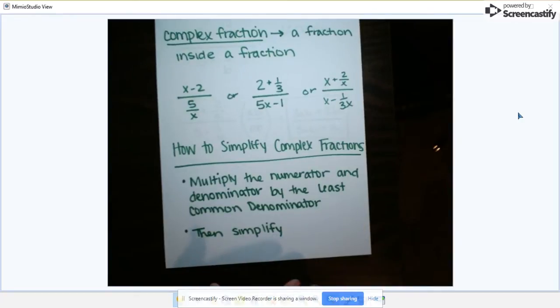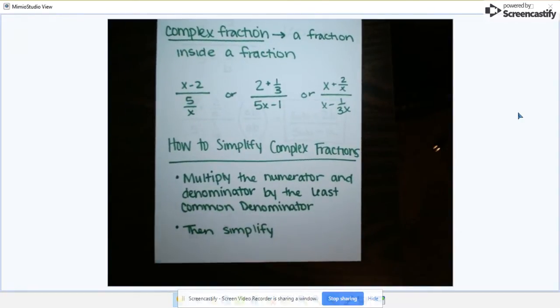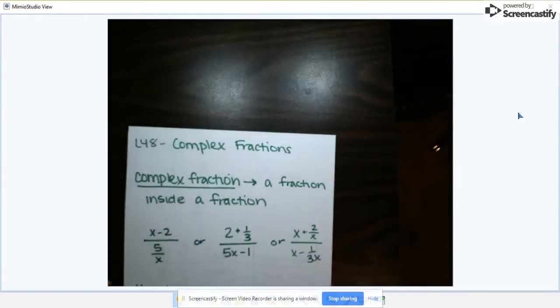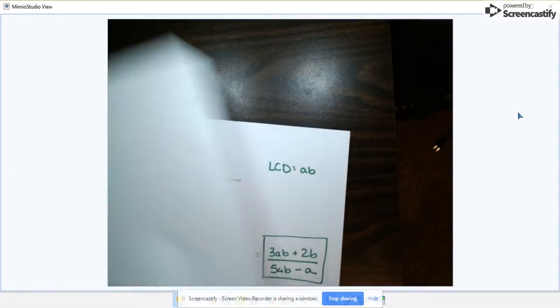And there's a couple different steps to simplify. Our goal is always going to be to get rid of those fractions. In order to do that, we need to multiply by the least common denominator of the numerator and the denominator. And then after we multiply, we can simplify as far as possible. So let's look at an example as to what I mean.